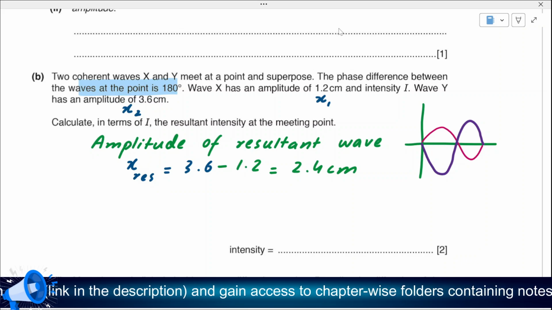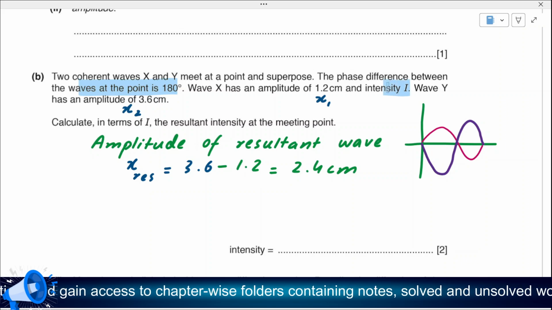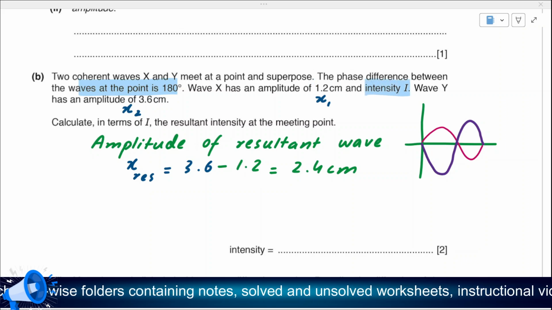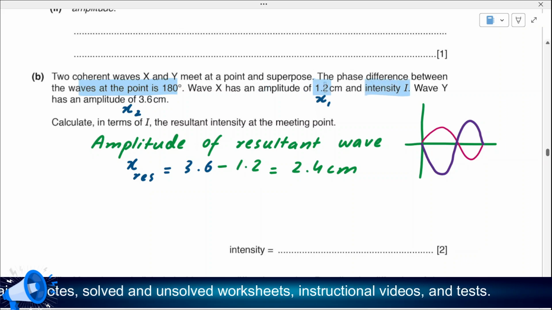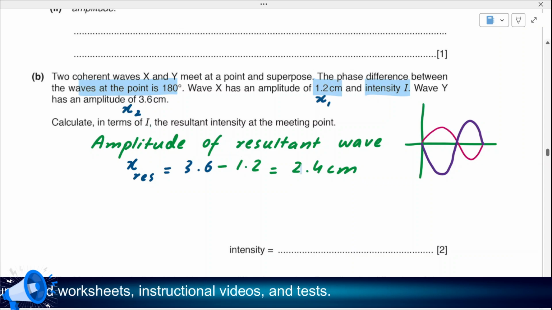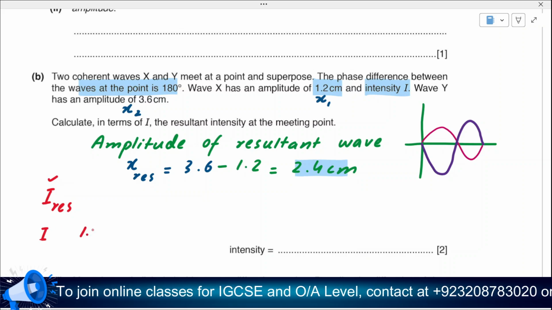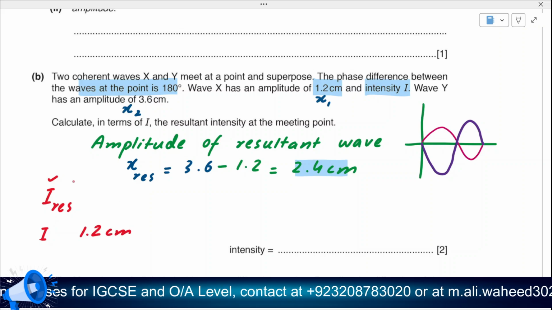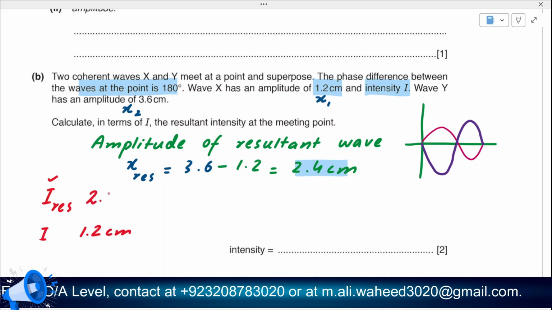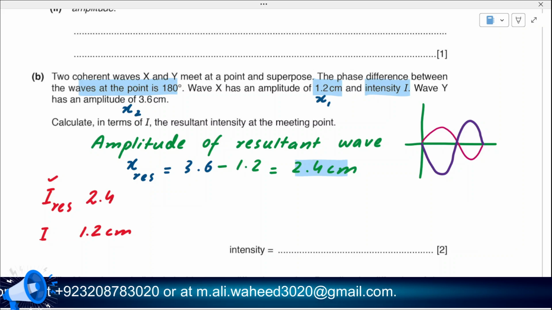We need to compare the initial amplitude and the resultant amplitude, because we have to answer in terms of I. I'm going to represent the resultant intensity by this symbol. The intensity of the wave x was I and the amplitude was 1.2 centimeter. The resultant intensity has amplitude 2.4. So we need to find the ratio.